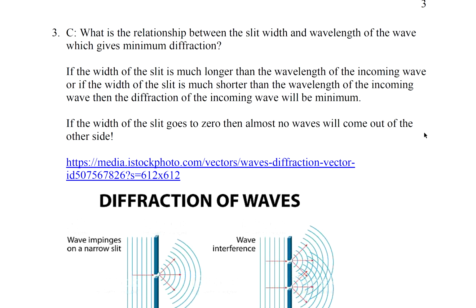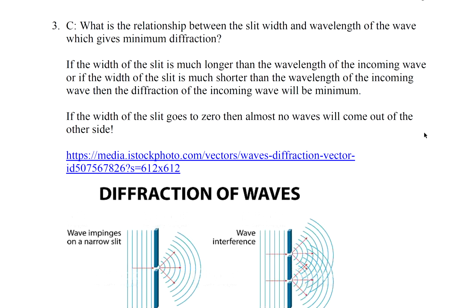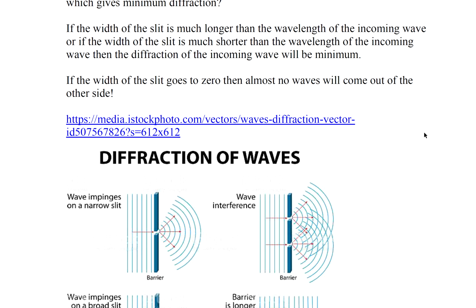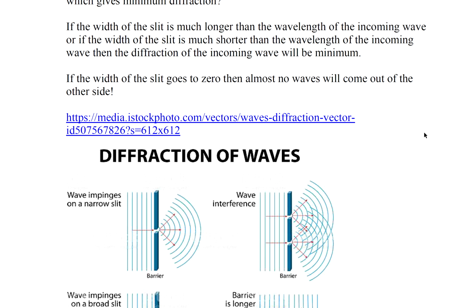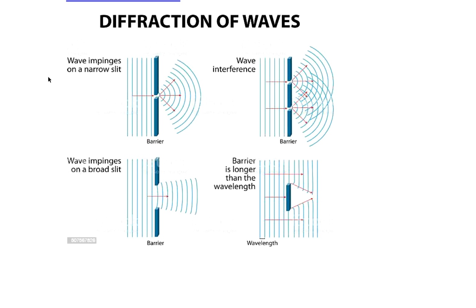Question 3. What is the relationship between the slit width and wavelength of the wave which gives minimum diffraction? If the width of the slit is much longer than the wavelength of the incoming wave, or if the width of the slit is much shorter than the wavelength of the incoming wave, then the diffraction of the incoming wave will be minimum. And obviously, if the width of the slit goes to 0, then no waves will come out of the other side.